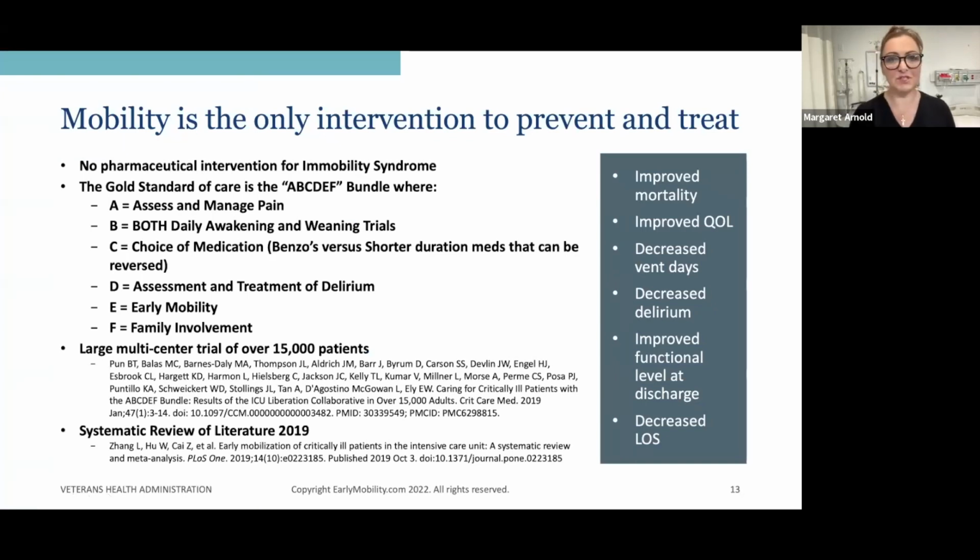We know that mobility is the only intervention to prevent and treat immobility. There is no pharmaceutical intervention for immobility syndrome. The gold standard of care in our ICUs is the ABCDEF bundle, where E stands for early mobility.